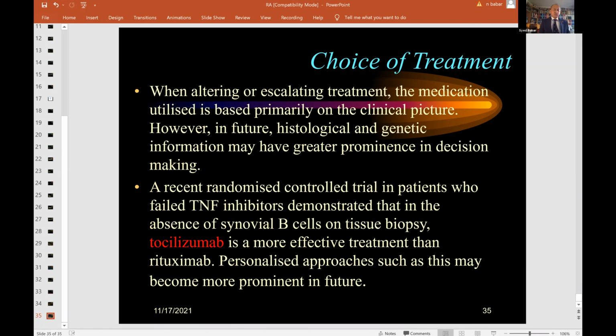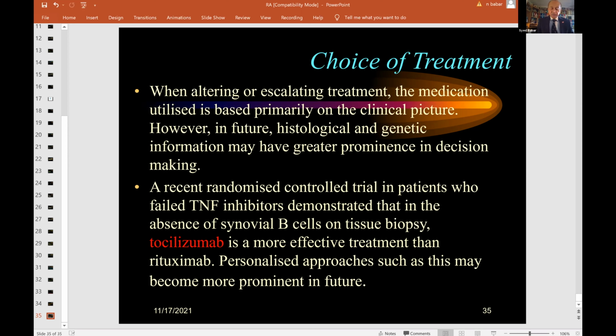So what does one use? Obviously, it's a question of the preference of the rheumatologist and response in the patients. It is expected that in the future, histological and genetic information may be readily available in making a decision as to which patient would respond better with which brand of treatment. A recent trial showed that, when TNF inhibitors have failed, tocilizumab is a more effective treatment than rituximab, but personal approaches are necessary.